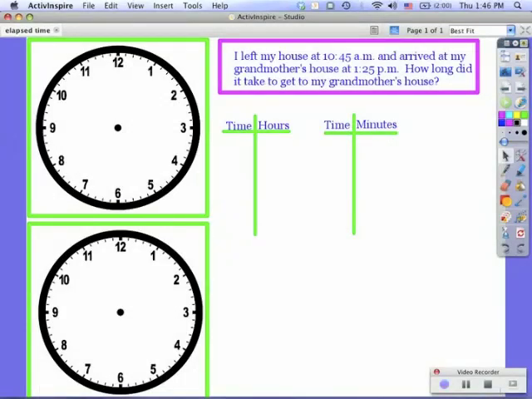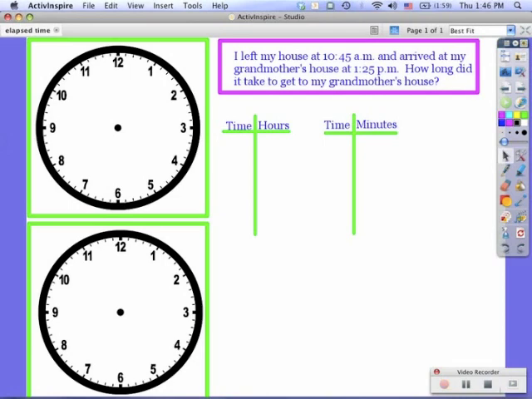I am talking about the amount of time that passes from one point to another. The question is, I left my house at 10:45 a.m. and arrived at my grandmother's house at 1:25 p.m. How long did it take to get to my grandmother's house? I have two different times.